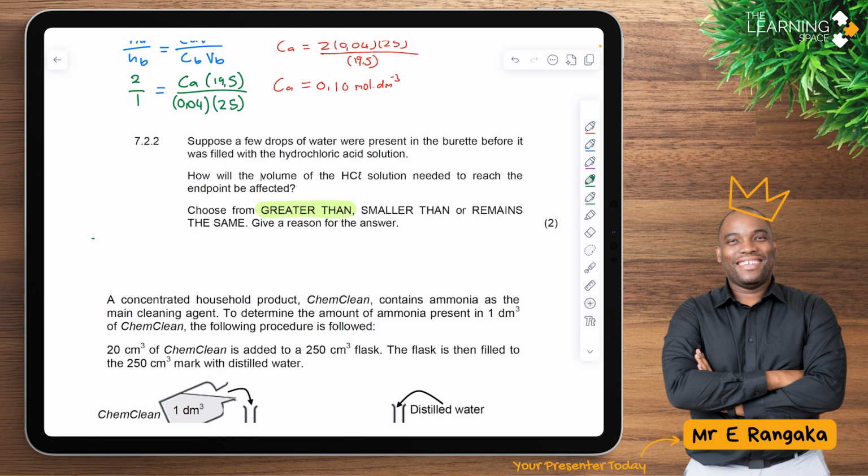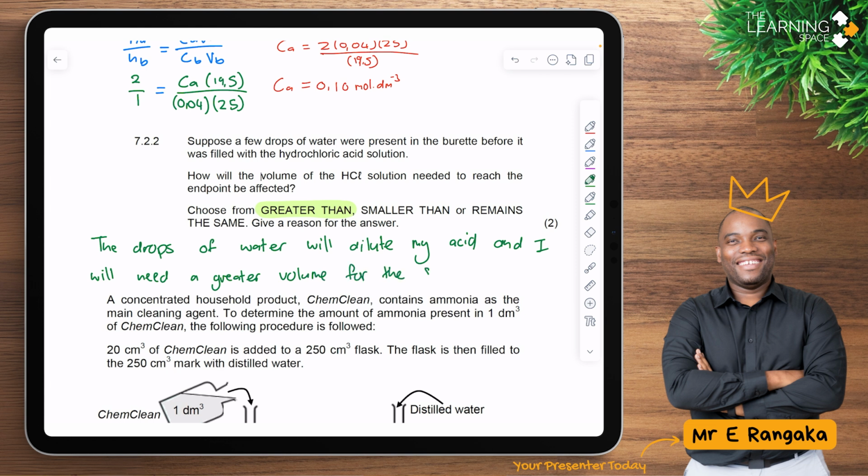And the reason is the drops of water will dilute my acid and I will need a greater volume for the same number of moles.